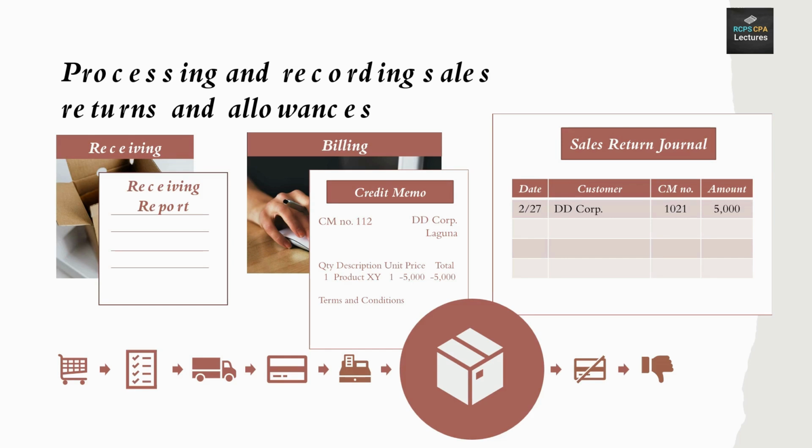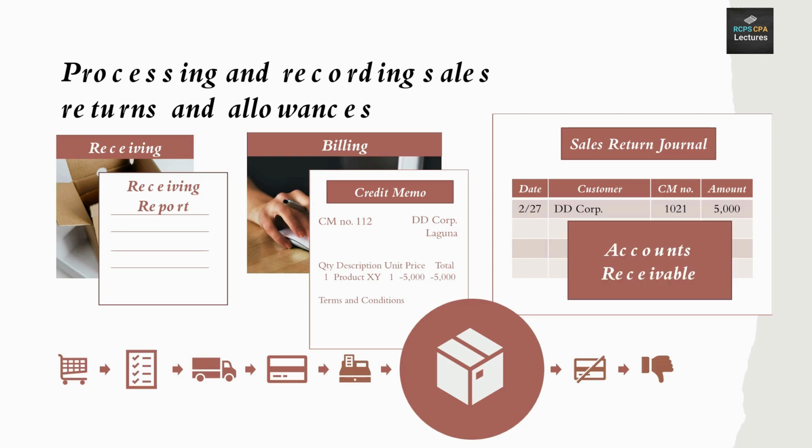Now, the entries in the sales returns and allowances journal will be posted to the accounts receivable subsidiary and general ledger as well. But the effect is to decrease the balance of the AR, similar to cash collection. That is why controls should be in place in recording returns and allowances, since embezzlement in cash collection can be concealed by recording fictitious returns or allowances.